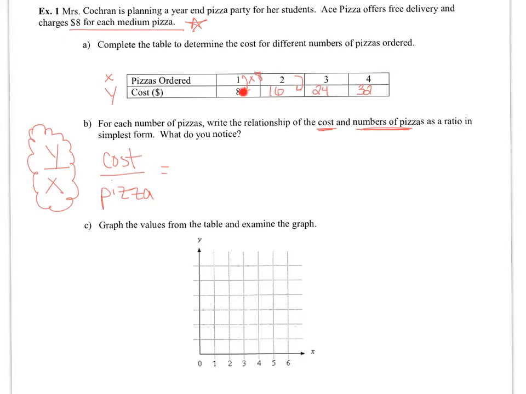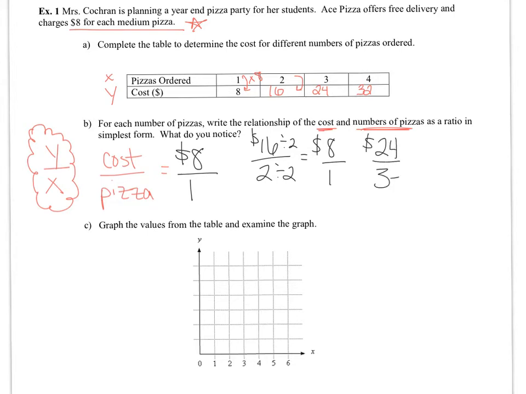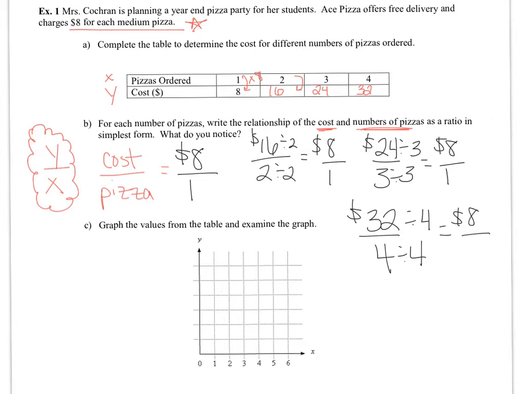So I'm going to start with the first one where we had $8 for 1 pizza. And the second one would be $16 for 2 pizzas, which simplifies to $8 for 1 pizza. Then the third one was $24 for 3 pizzas. If we simplify that, we get $8 for 1 pizza. And lastly, I want you to take a wild guess. What do you think it's going to be? It is $8 for 1 pizza.